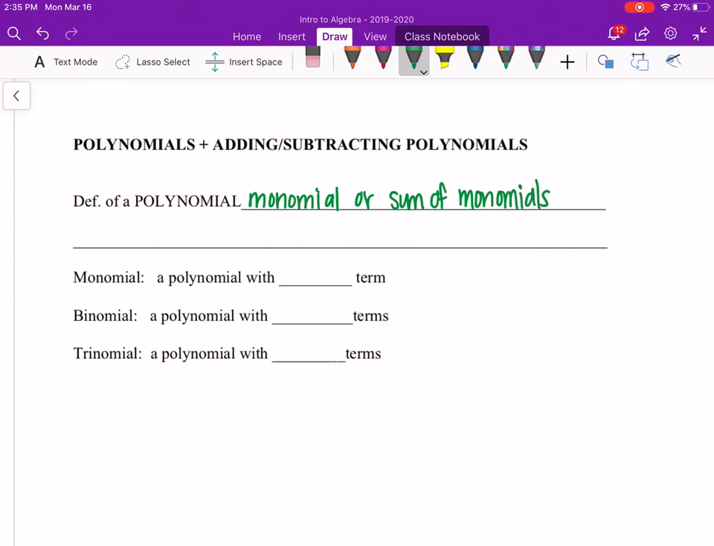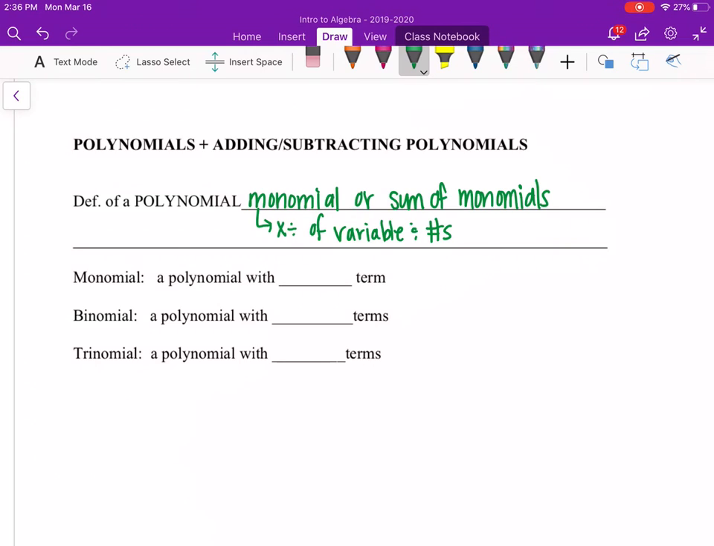So a monomial is either a product or quotient of variables and numbers. So 3x is a monomial. X divided by 4. 2z to the third. All of those are monomials because they are just one term, things that are all just being multiplied or divided together. But a polynomial could be those added together. So 2x plus y, 2x to the third minus z to the second.